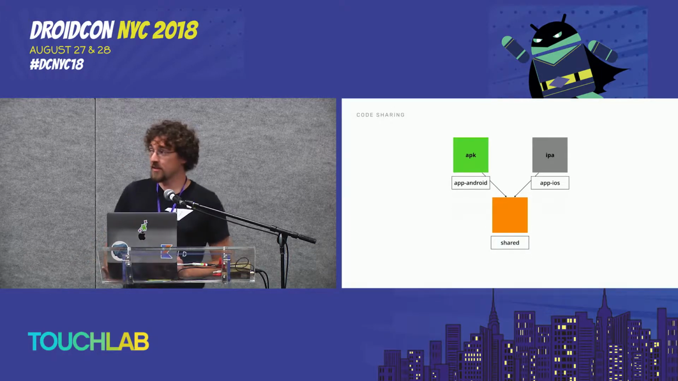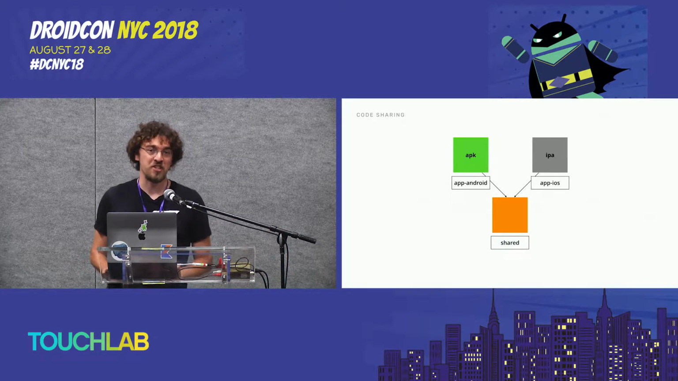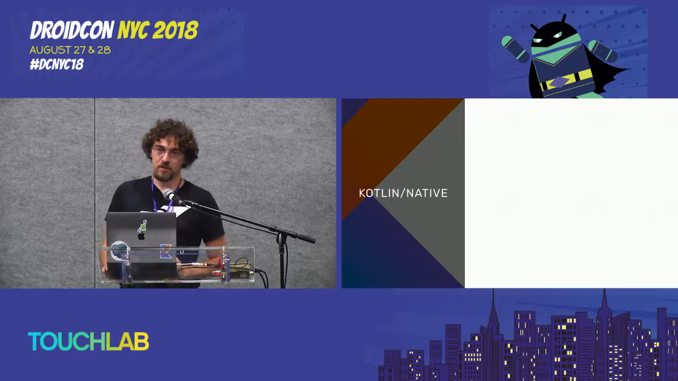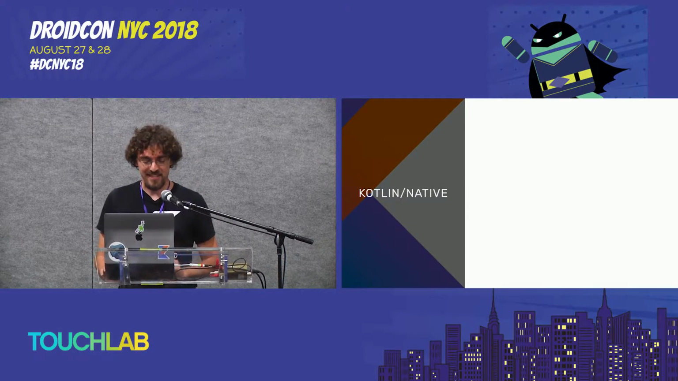It'd be much nicer to live in a world where we could have some sort of shared dependency where the bits of business logic and application architecture that make sense to share could be written just once while still having a native UI layer around all of it. And Kotlin turns out to be a pretty nice tool to do that. So we'll talk through some of the reasons that's the case.